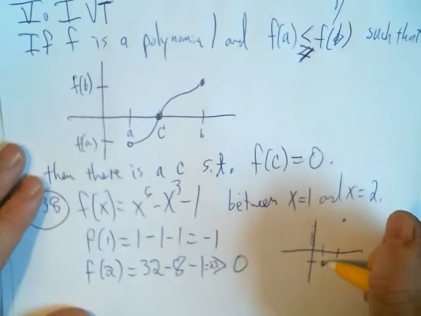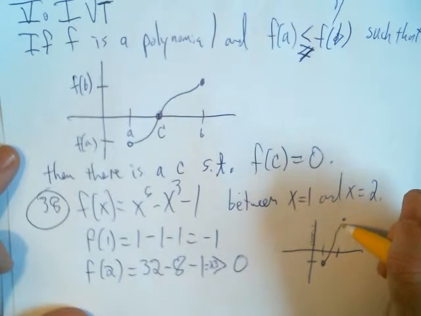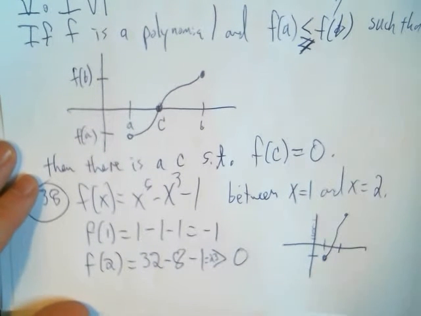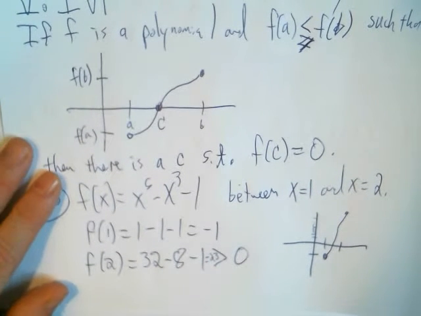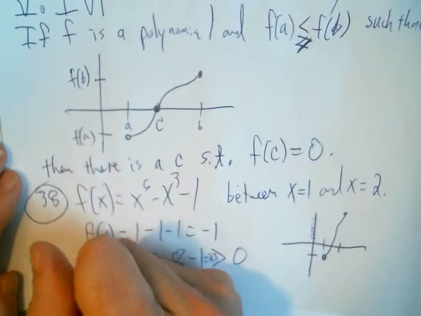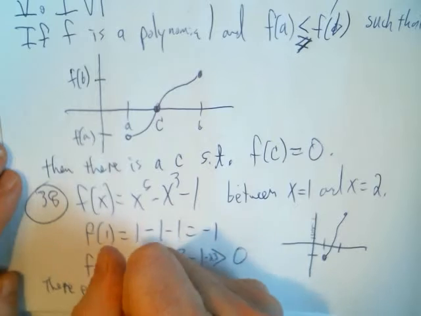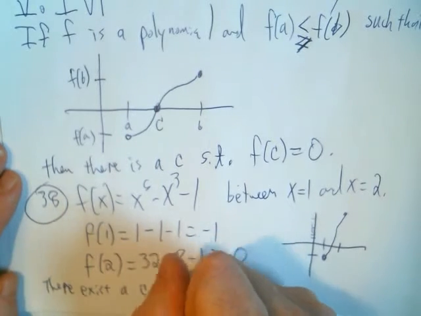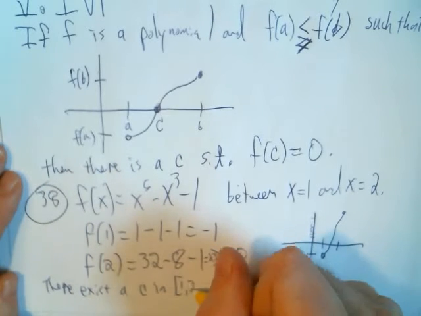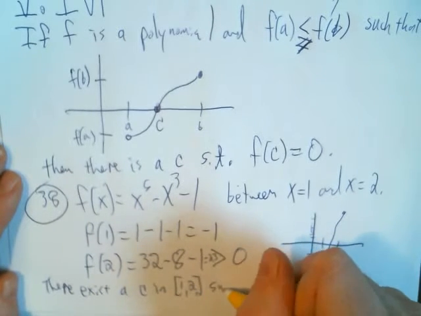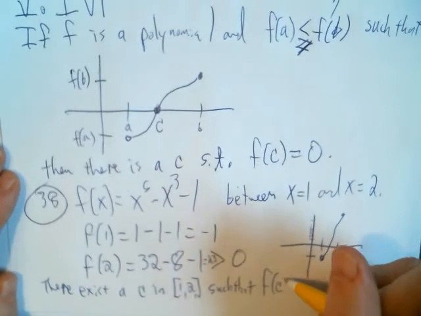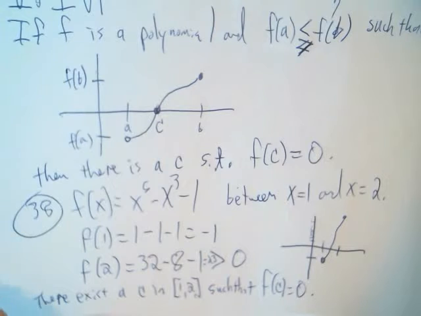Way up here somewhere. So there must be some C value in between f of 1 and f of 2 such that f of that C value equals 0. Okay? So there exists a C in the interval from 1 to 2 such that f of C equals 0.